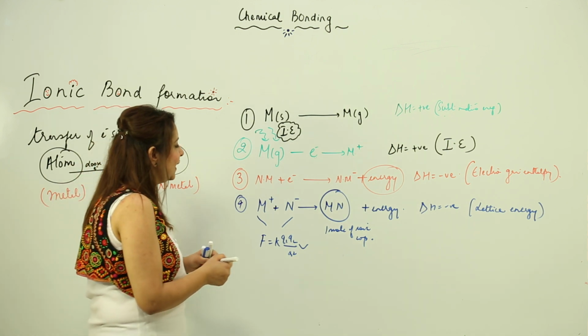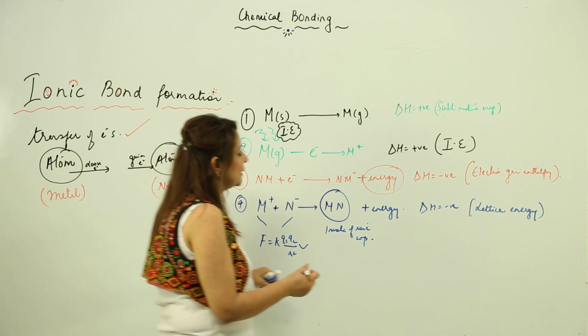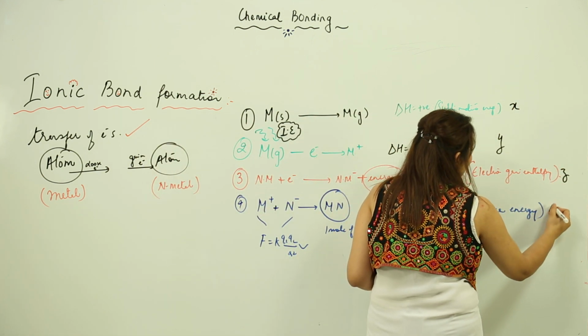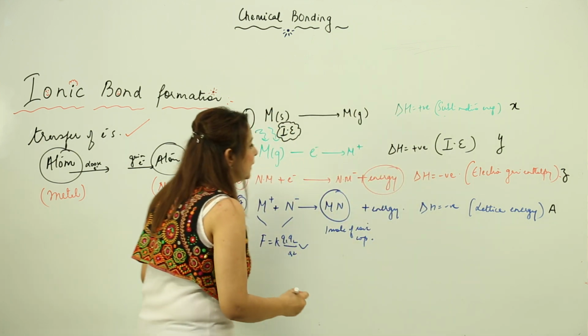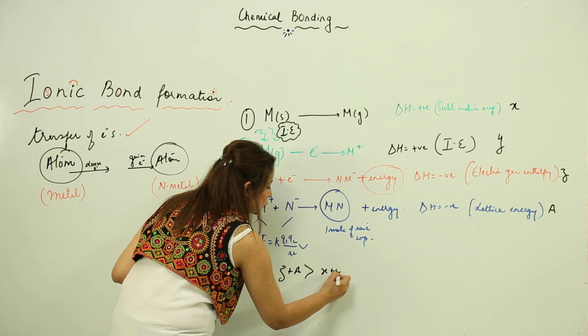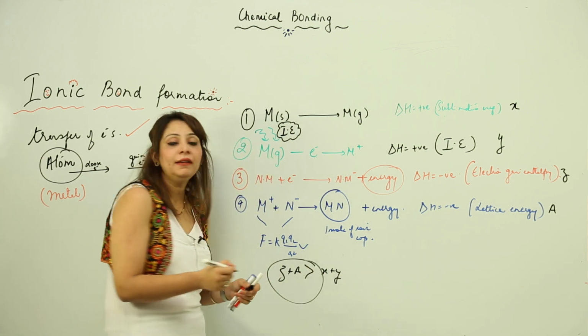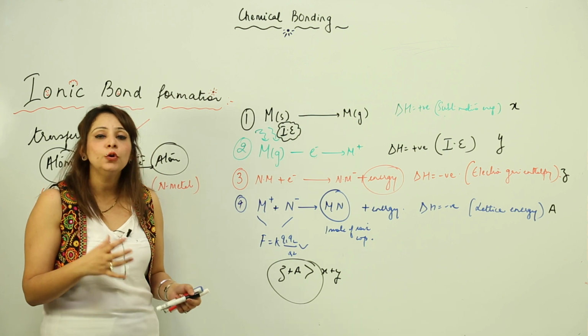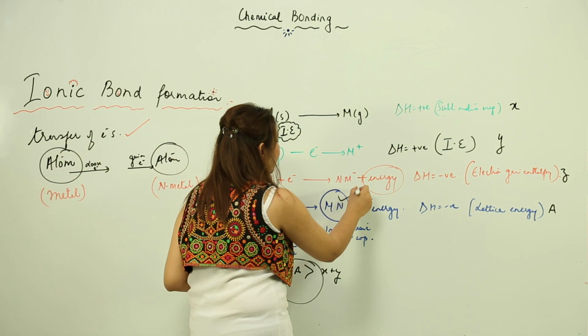So in this case, suppose this is X, this is Y, this is Z, this is my A. In this case, Z plus A should be greater than X plus Y. That means the energy released should be more than the energy absorbed. Then only is this ionic compound going to be stable.